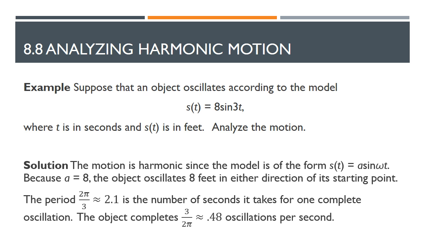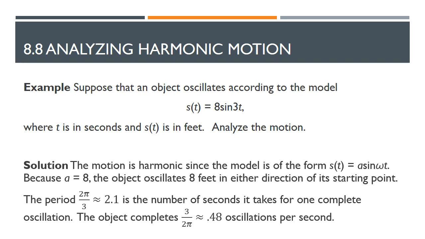All right, so it's modeled in the form s of t equals A sine omega t. So A is 8, which means it's oscillating 8 feet in either direction from the starting point. So at rest is 0. It's going 8 up and 8 down, or 8 left, 8 right, whatever direction the motion is going. It's going 8 away from rest in both directions.